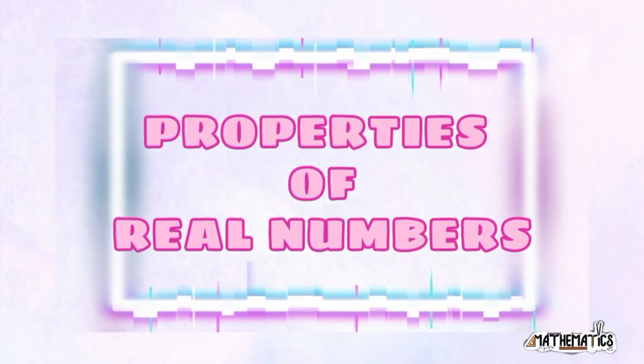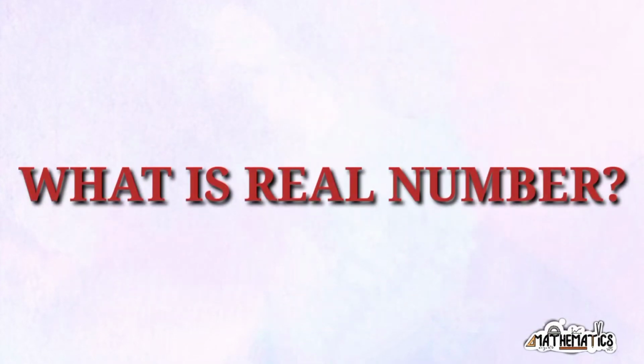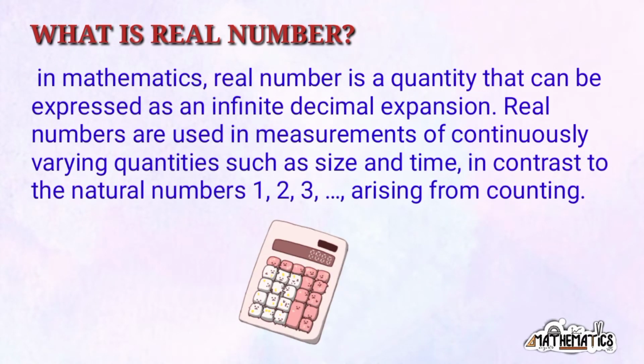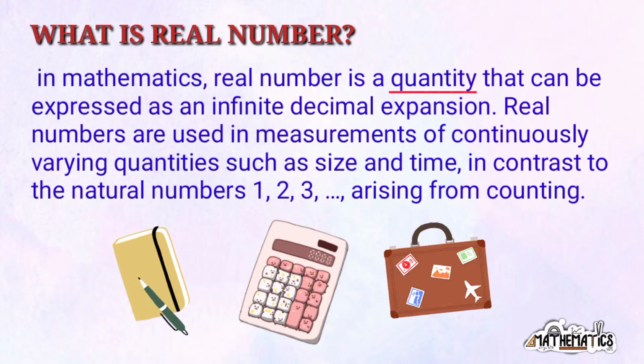Like what I've said earlier, today we are going to discuss the properties of real numbers. But before that, let's define what a real number is. In mathematics, real numbers are simply the quantities that can be expressed as an infinite decimal expansion. Real numbers are used in measurements of continuously varying quantities such as size and time, in contrast to the natural numbers 1, 2, 3 up to infinity arising from counting.